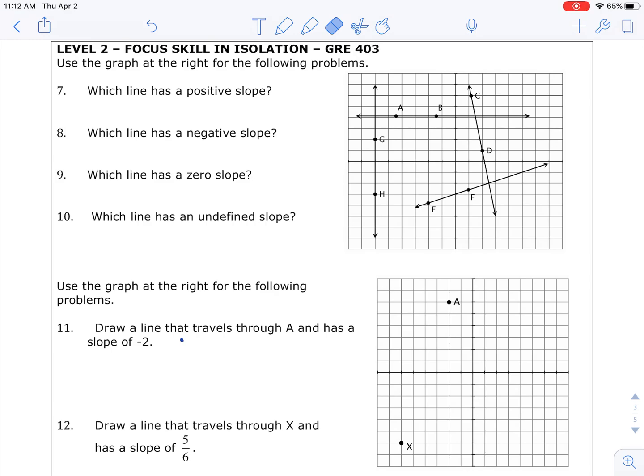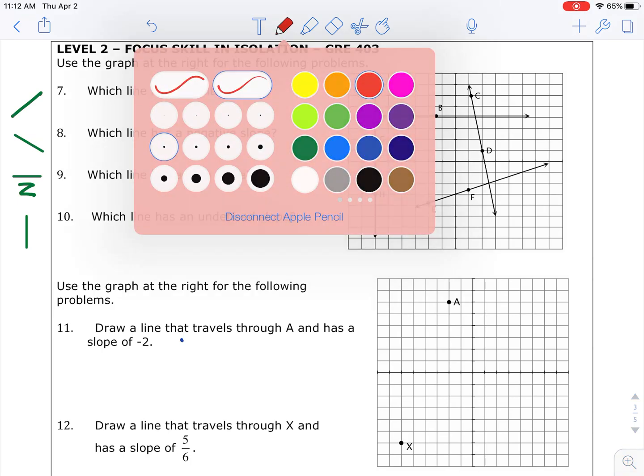All right, so to start on 7 through 10, my quick reminders for you is that positive slopes go up from left to right, negative slopes go down from left to right, zero slopes go across. I always think about the top and bottom of a Z going straight across, and then an undefined slope goes up and down. All right, so which of the ones has a positive slope?